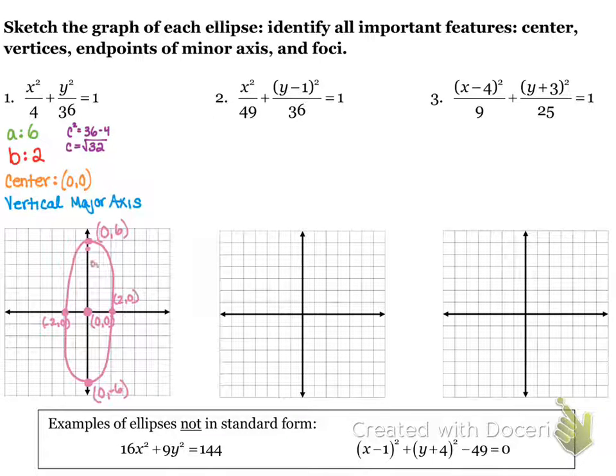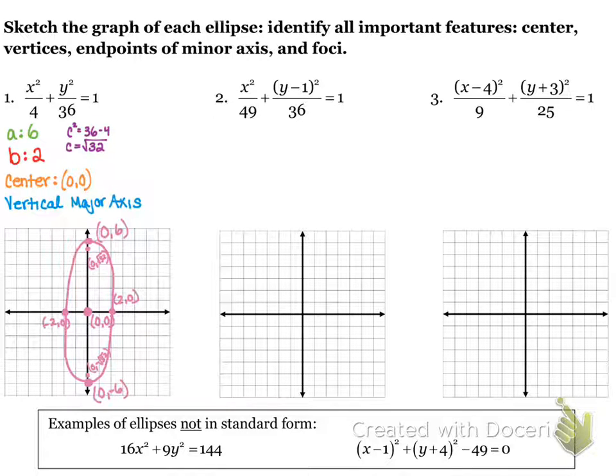So I have 0, comma, root 32. And down here is the negative version of that, 0, comma, negative root 32. We just label that point and that's it. We're not going to connect any other lines with that. So there's our ellipse for the first problem.